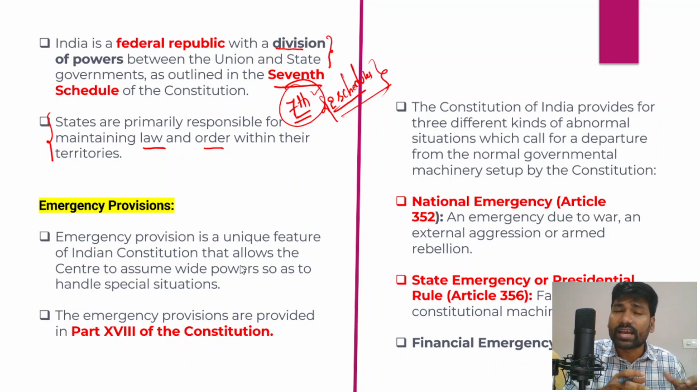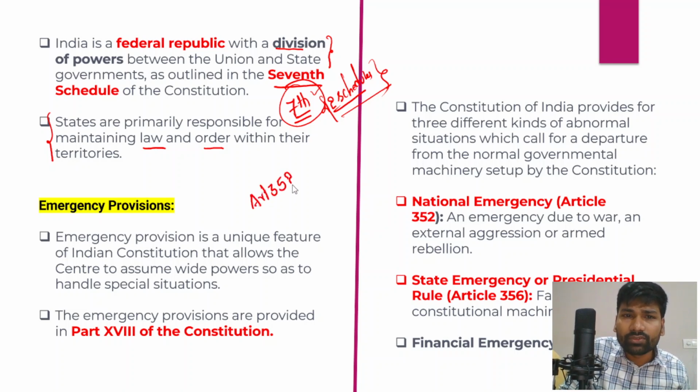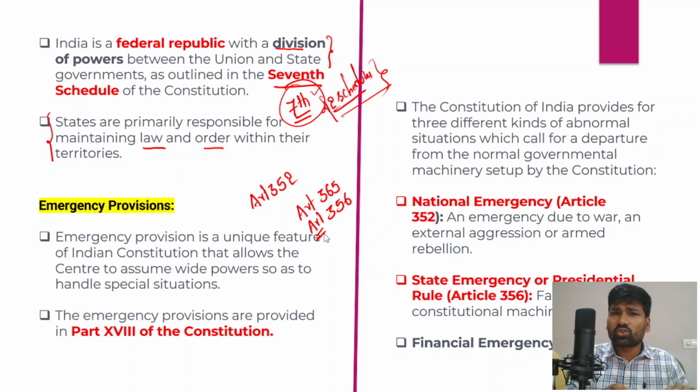However, the Indian Constitution has also provided for the emergency provisions. So we have national emergency and we also have the state emergency, or we could say the president's rule as well. For example, when we talk about the national emergency, Article 352 deals with the national emergency, and the president's rule is dealt with by Article 356 of the Indian Constitution. So this division of powers provided that law and order is a state subject. Therefore, it is the primary responsibility of the state to manage or maintain the law and order situation.